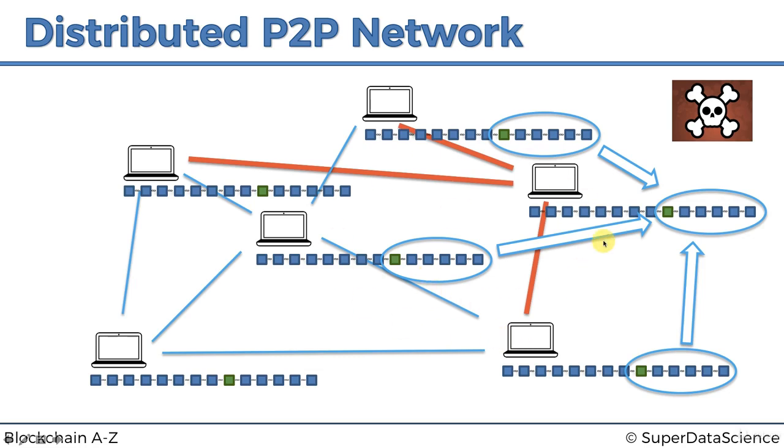But now to successfully attack, they actually have to attack more than 50% of the computers at the same time in order to successfully replace the chain. So we've got 6 computers, so they'd have to attack 4. If they attack 1, 2, 3, 4 of these computers at the same time and replace these blocks, so recalculate this block and then recalculate the hash for this block and then replace it in all of these computers at the same time, then they could take over the network.